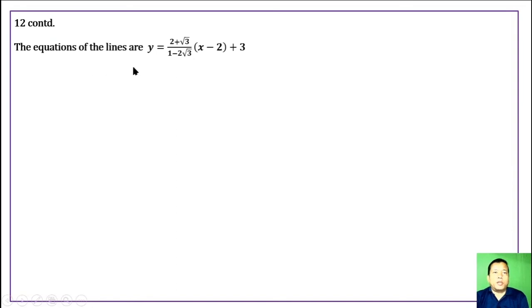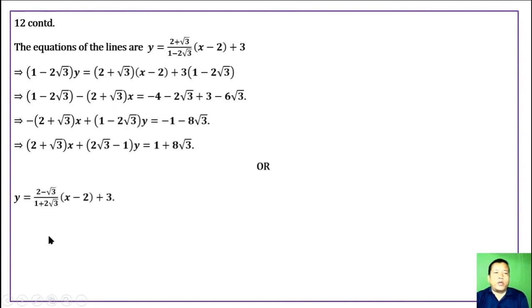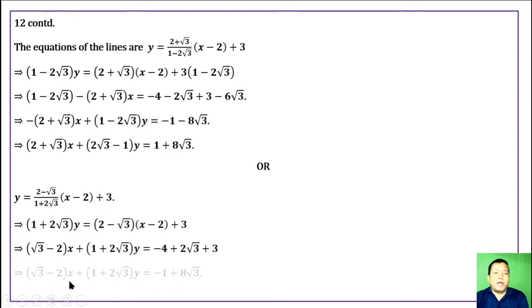The equations of the lines are y equal to, putting m equal to this for the first line, and cross multiply and transfer, we get this. Or for the second line, when another value of m is put, we get this. Cross multiply, transfer and put in standard form, which are the required lines.